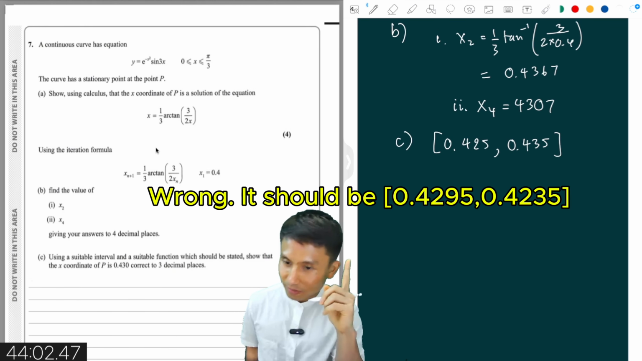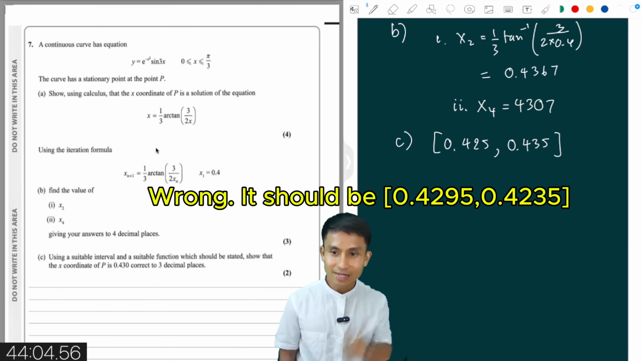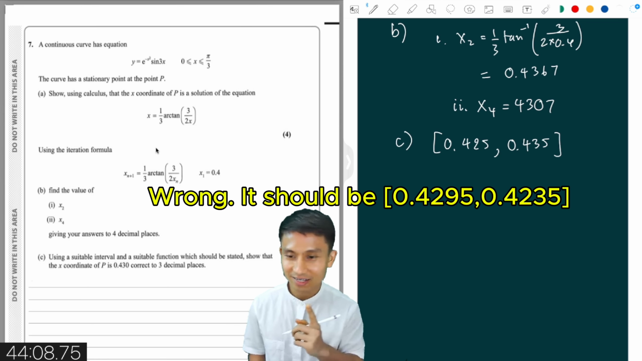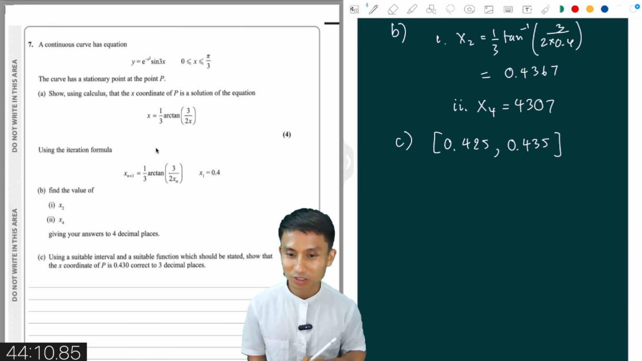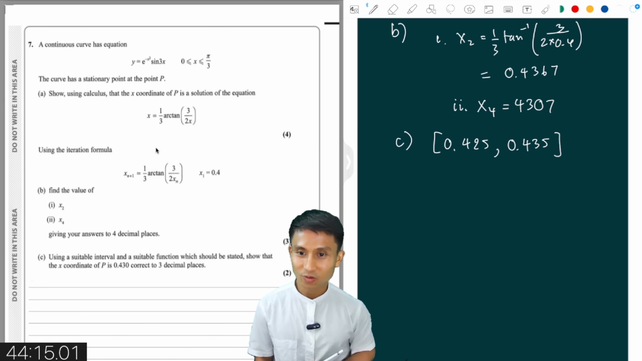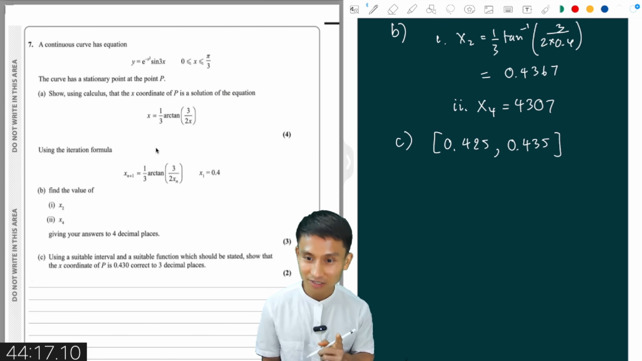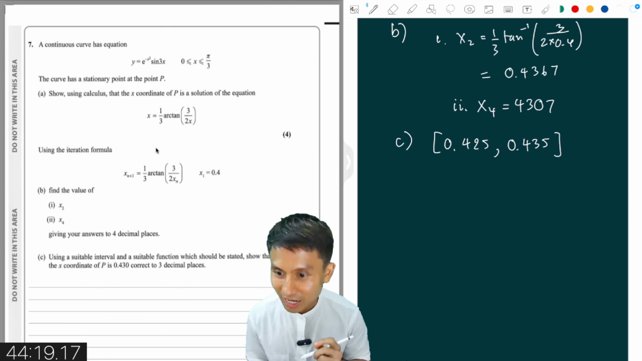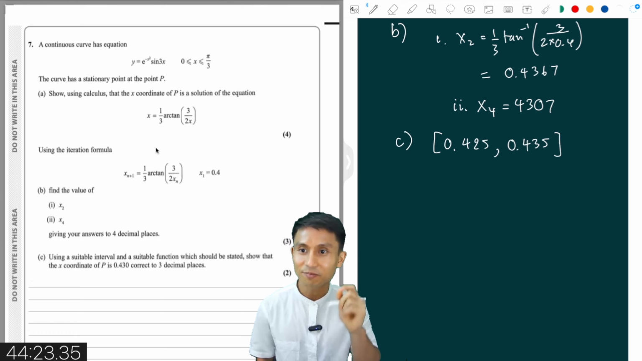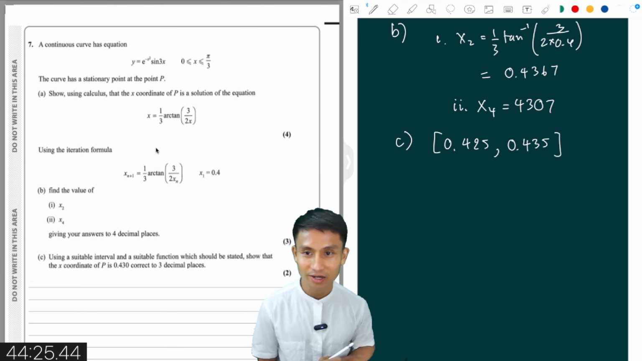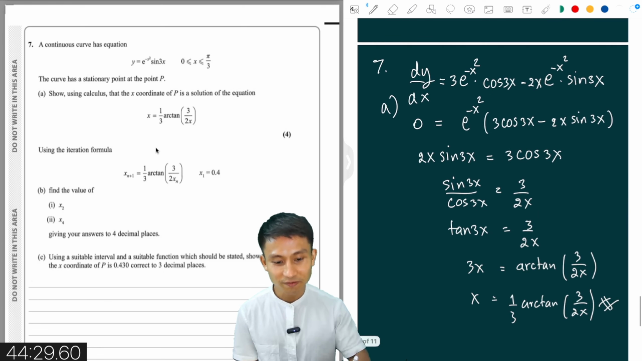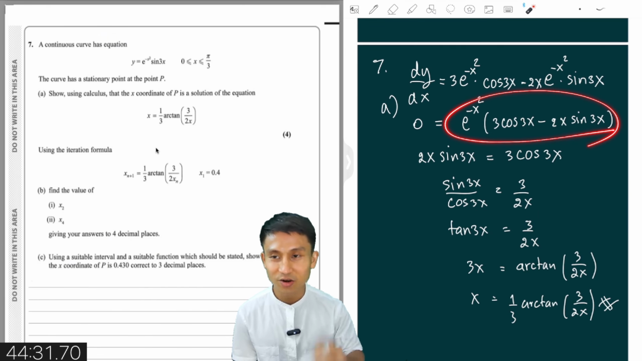Now, you got to be careful. This question can be tricky. Which function are you going to substitute these two bounds in? Is it the y function or is it the derivative function? Because we want the answer for the x-coordinate of P, and P is a stationary point. So you should take the derivative function, which is this guy, and not the y.